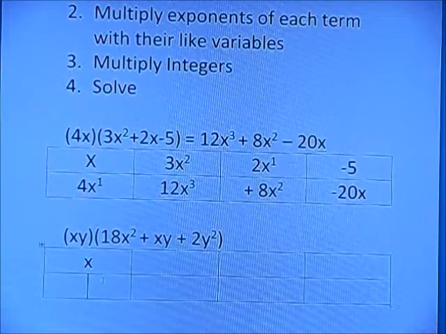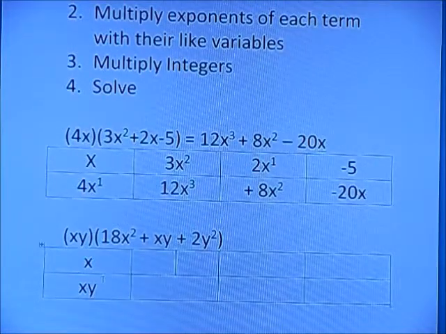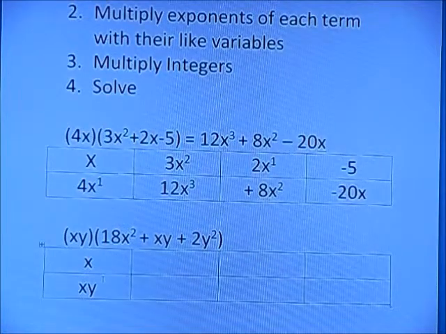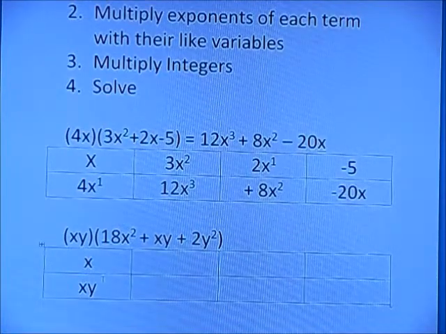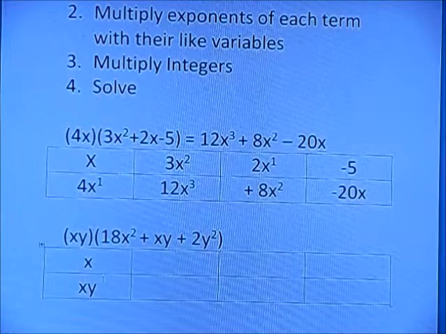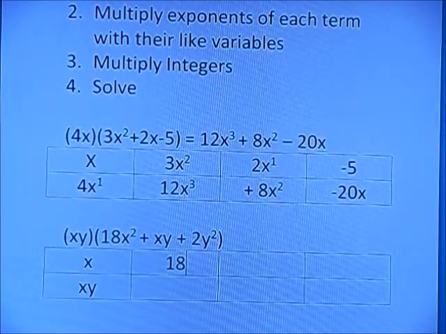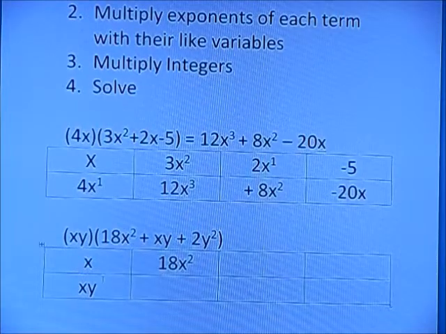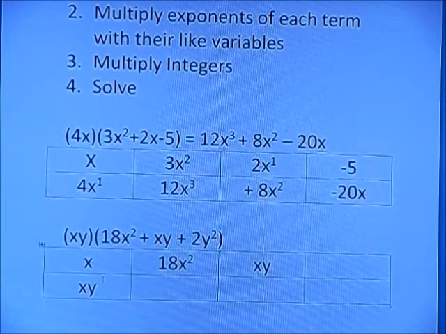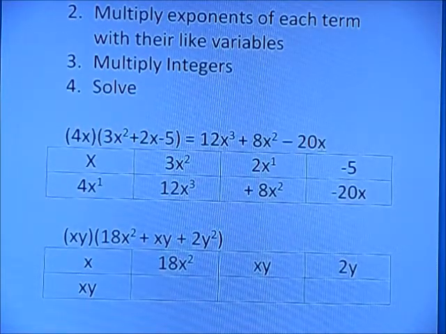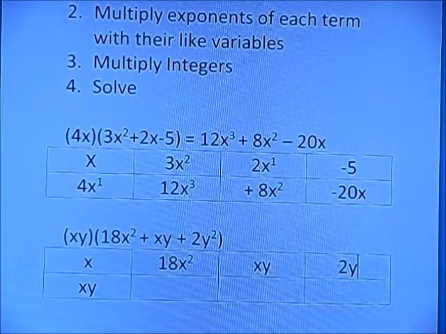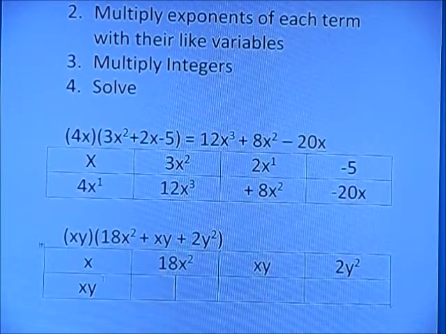What the heck? No. X, Y. Apparently it doesn't want to do placeholders because it's being a butt. No surprise there. Okay, so 18x squared, xy, 2y. What? No, 2y squared. Okay.